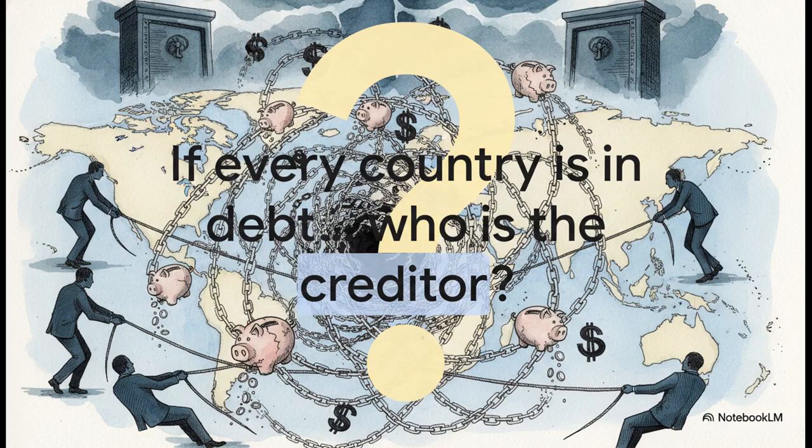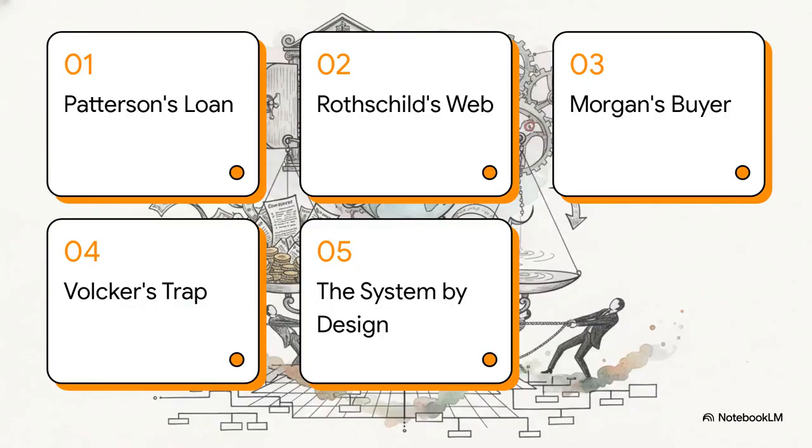And that brings us to a really central and honestly kind of strange paradox. If every single nation owes money, who exactly is everyone in debt to? I mean, who is the ultimate creditor holding all the cards? Well, the answer isn't some single person or entity, but a system. A system that was built piece by piece over 3 centuries by 4 key figures. So in this explainer, we're going to walk through each one to see exactly how this trap was set.